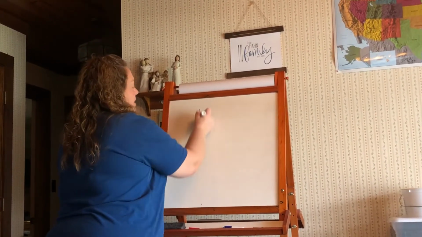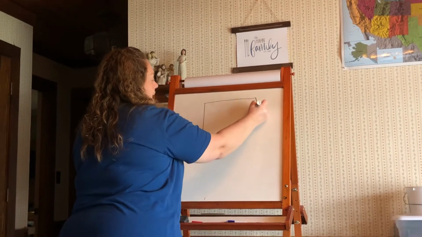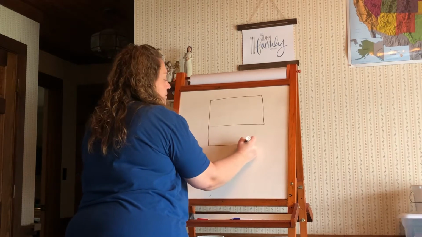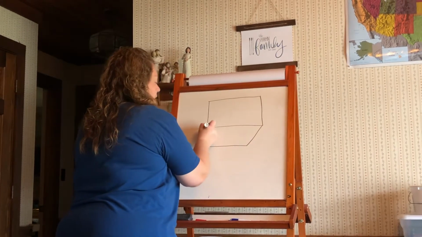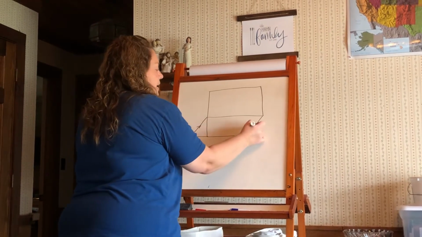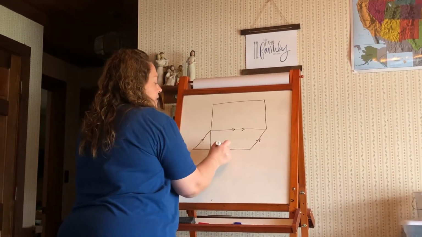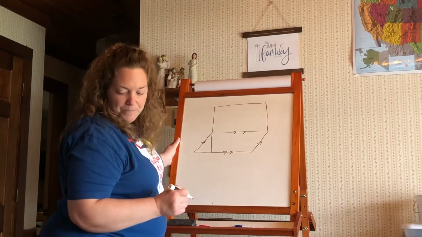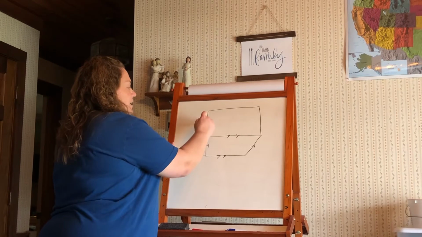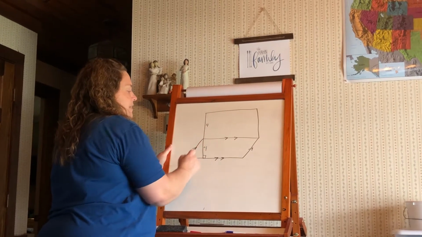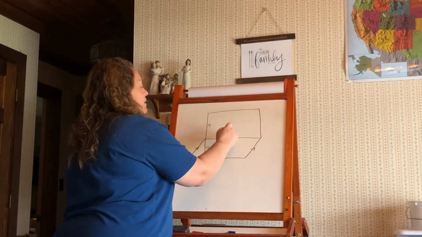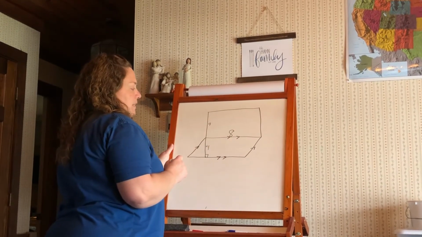All right, so what they do, they have this shape, and then they come out like this. And they tell you that these sides are parallel, and these sides are parallel. They tell you that this is 4 feet, and this is 4 feet. They tell you that those are all right angles. And they tell you that this is 8 feet.